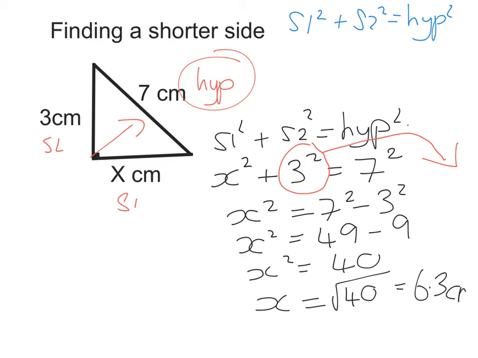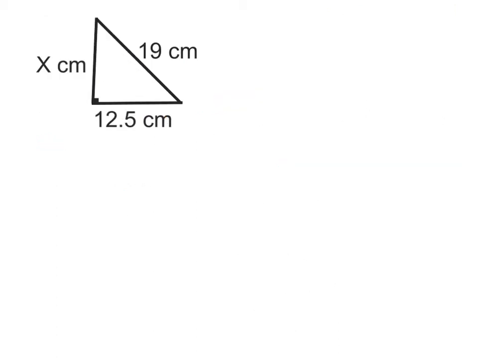And remember, you want to include your units with that. Now, essentially, what have I done and what's the difference from the last one? Well, with the last one, I was finding the hypotenuse. So I squared and added the shorter two sides. This time I know the hypotenuse and I'm finding x. So I square and subtract the other two sides. So basically, if you're finding the hypotenuse, you square and add. If you're finding a shorter side, you square and subtract. Now, pause the video and try this one yourself.